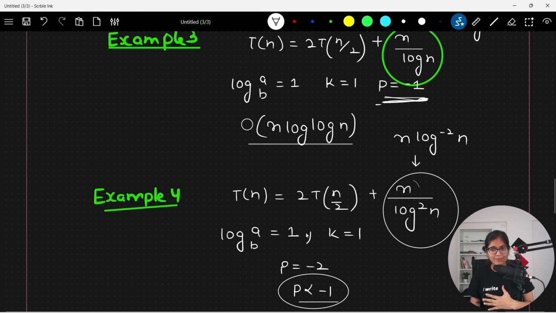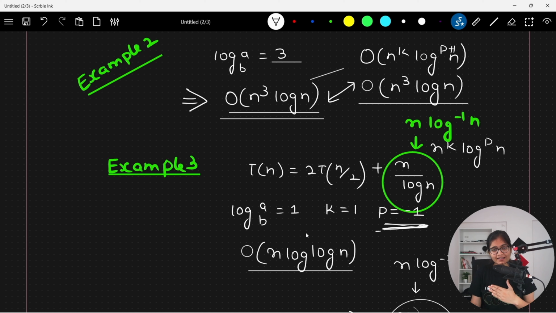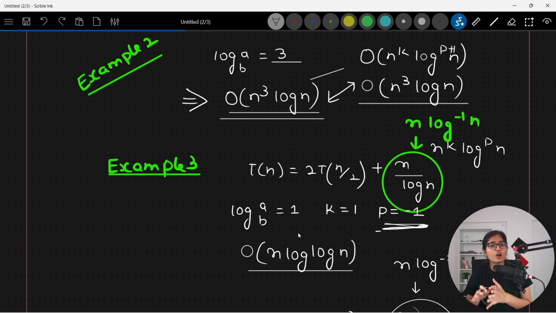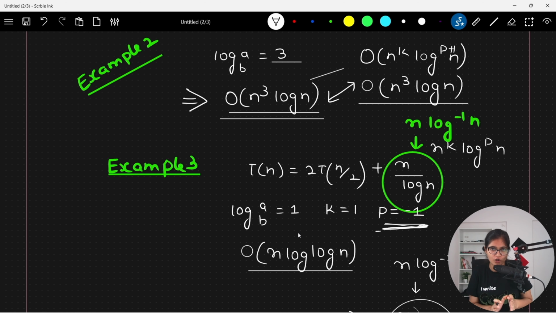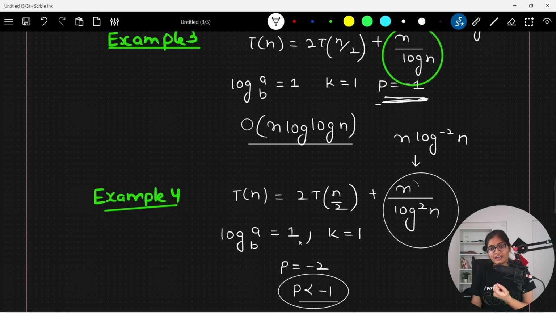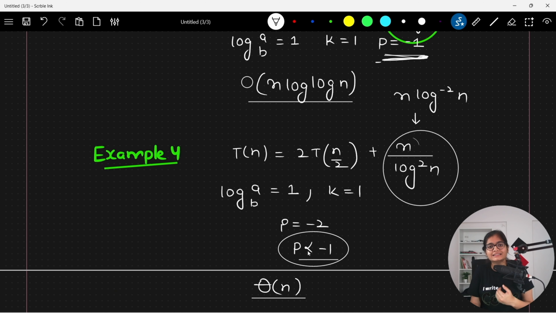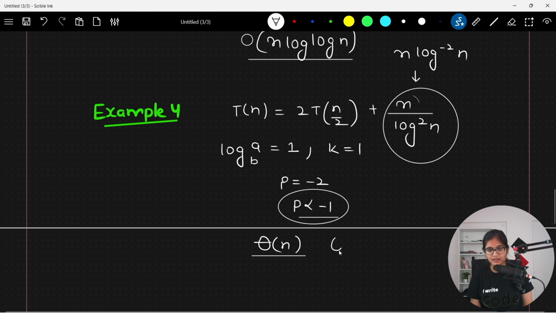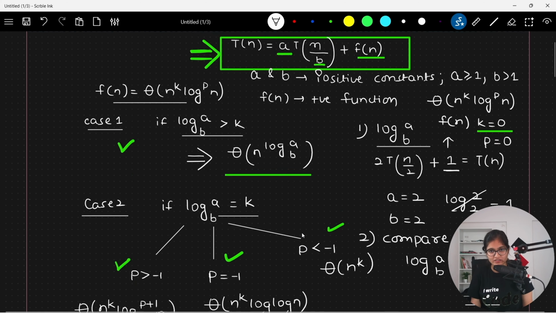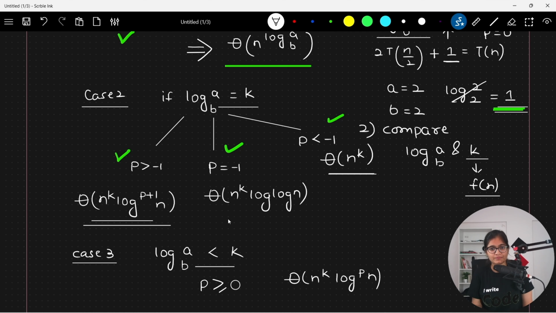In example number 3 and example number 4, you can see that the case is p equal to minus 1. When this kind of situation happens, what you have to do is multiply the value with log log of n instead of simply multiplying it with log of n. And when you get a case when the value of p is less than minus 1, in that particular case, you don't need to multiply with anything. It's just theta of that function of n with a positive number, n to the power k. So it is nothing but theta of n to the power k. That's what I have written here. This is what you're getting here as well. Theta of n to the power k, right?